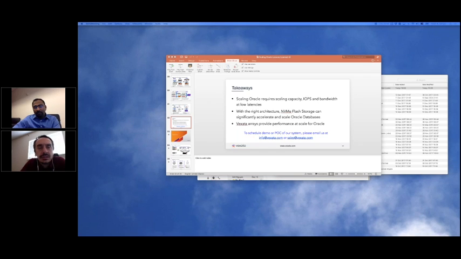Another question is, you mentioned reference designs. So what kind of reference designs do you offer? Do you help with the implementation, and what kind of reference designs do you have, or for what kind of workloads?